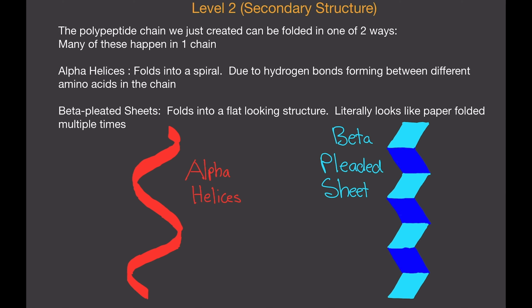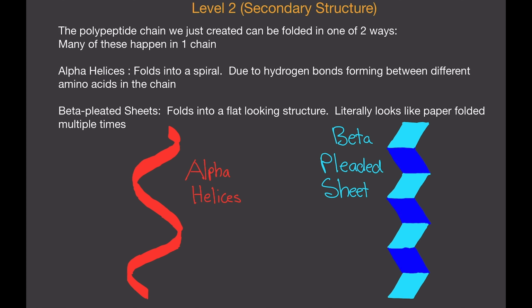Same thing. Think about when you fold a piece of paper and you fold it again and again and again. That's literally what beta sheets are. It folds into a flat-like structure, like paper.